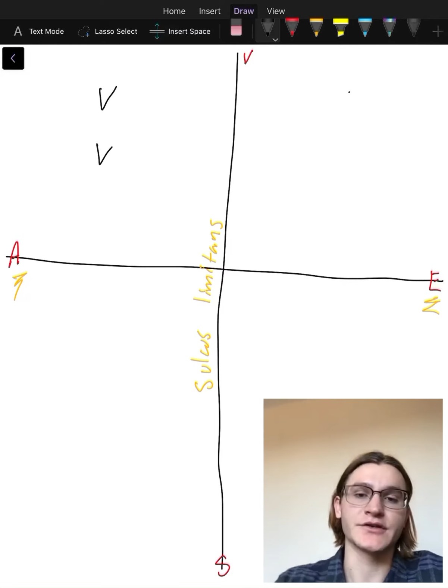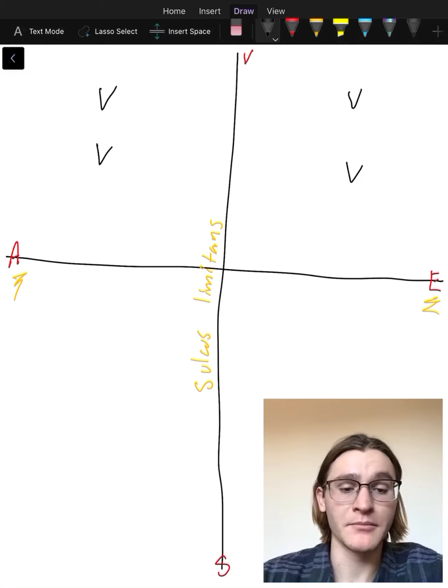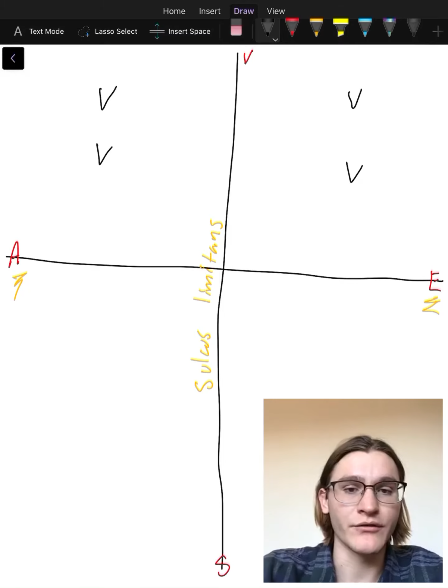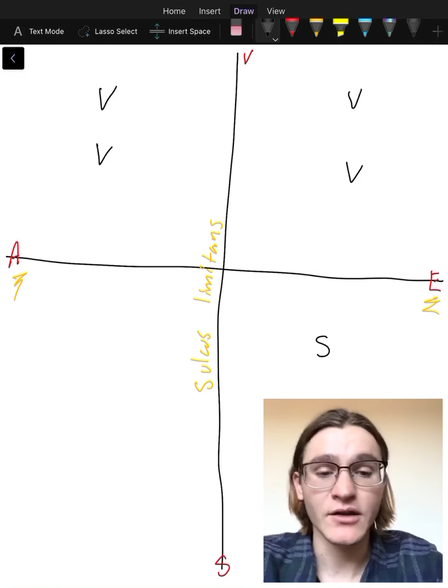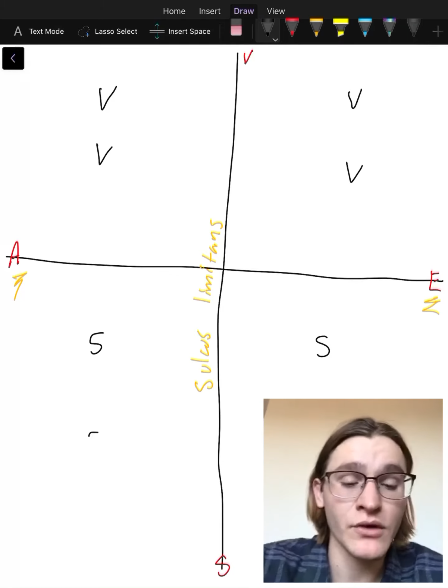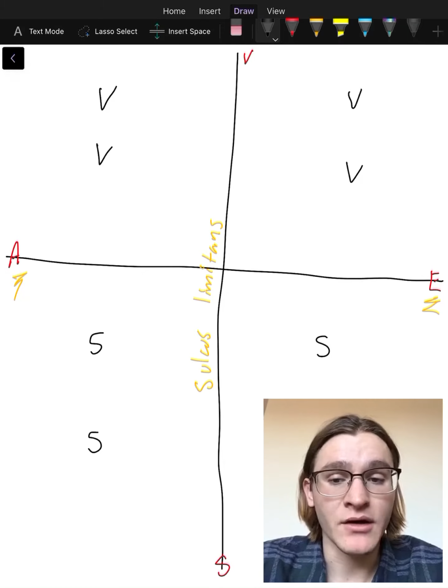So then you fill up your chart. There's 2 of each in each of these quadrants. So we're going to go V, V, V, V. We start with our second column first. So we are going visceral on top, and then somatic on the bottom.